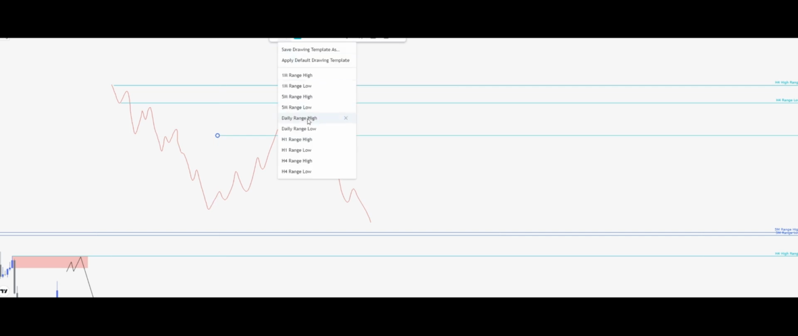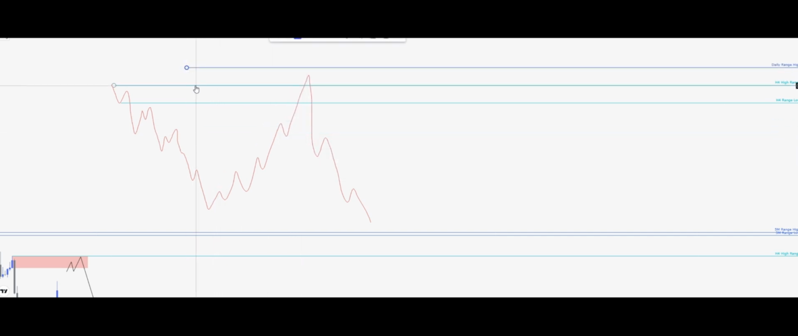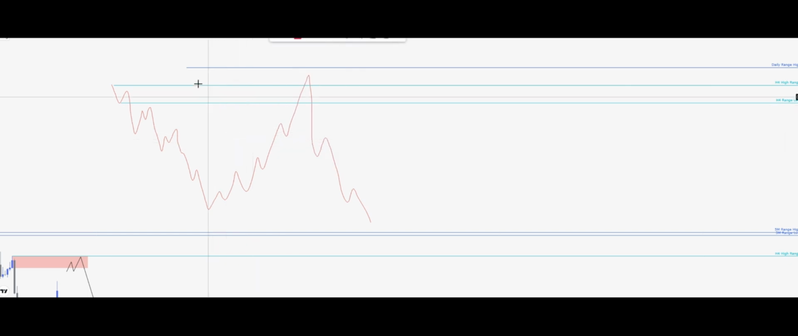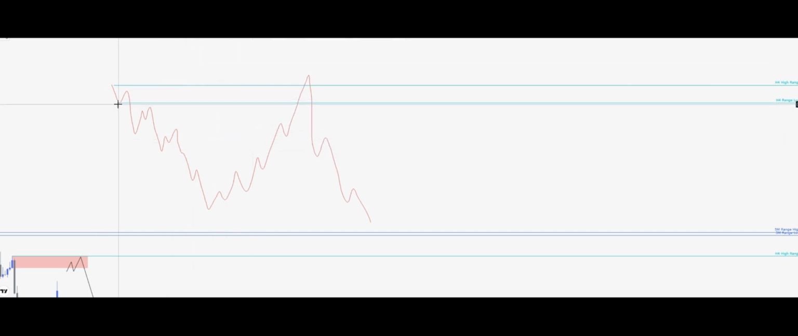So if we draw on my daily range high, as you can see it's blue, and this one's more of a light blue. And if I go hourly range low, it's red, right? So they're all different colors. As you can see, we have a low, we have a high, and price broke structure to the downside.